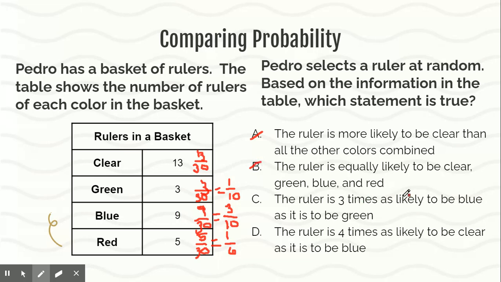The ruler is 3 times as likely to be blue as it is to be green. So this one should be 3 times that one. If I do 1 times 3, I would get 3/10, right? So that one's true. The ruler is 4 times as likely to be clear as it is to be blue. That would mean I would have to do 9 times 4, and that should be what's on top of the clear. 9 times 4 would be 36, so that's not true at all. So the answer is C.